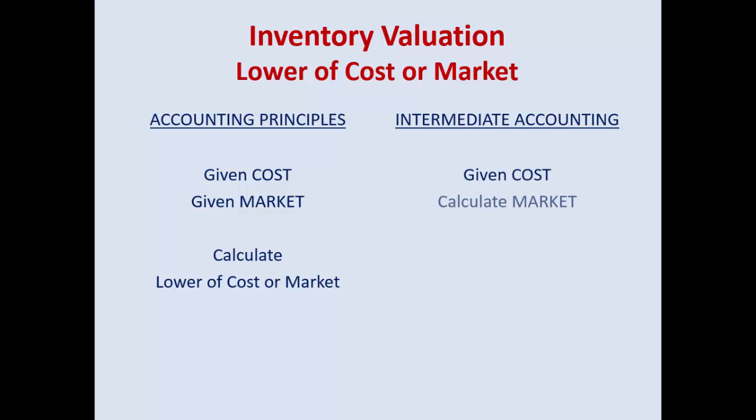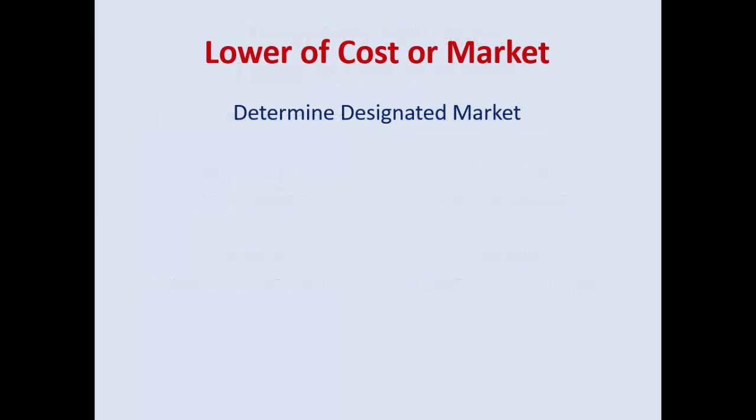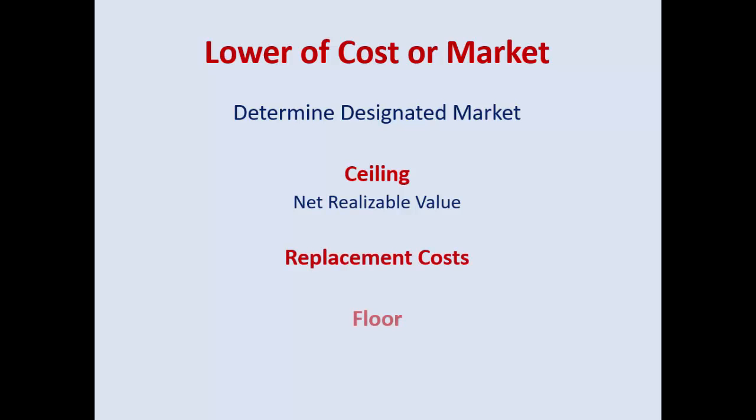In intermediate accounting, you're given the cost, but you have to calculate what market is. And again, you have to make the adjusting journal entry. But once you know the terminology, it's not that difficult. You have to determine what designated market is, and the terminology will be ceiling, replacement cost, and floor. The floor is that net realizable value minus a normal profit. It's just a little bit different under IFRS.